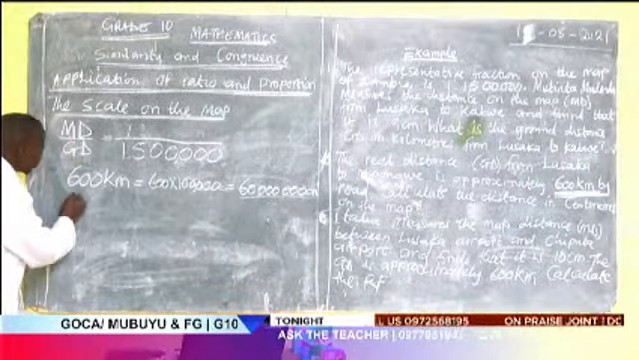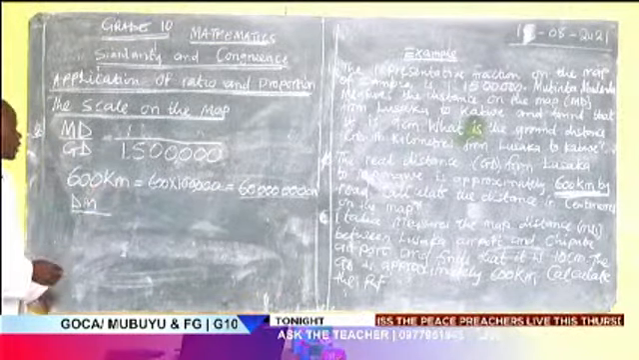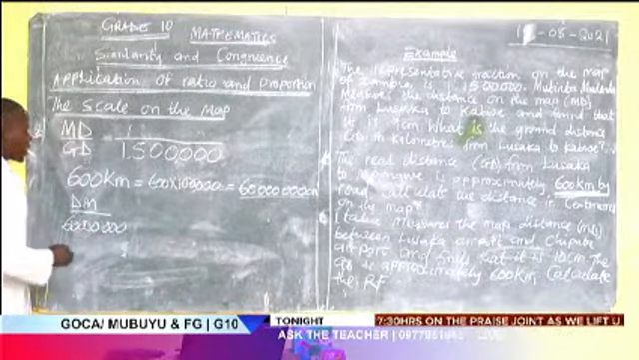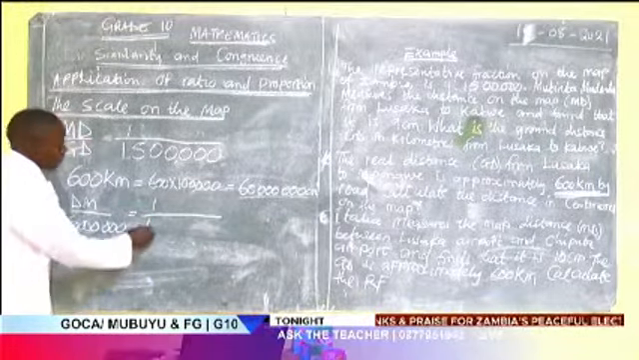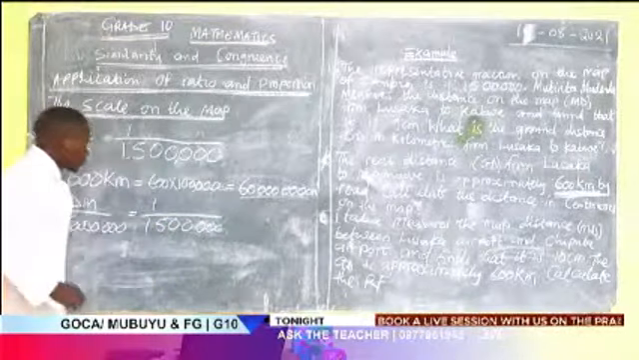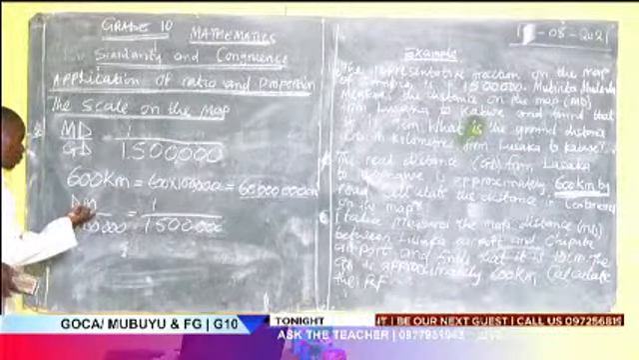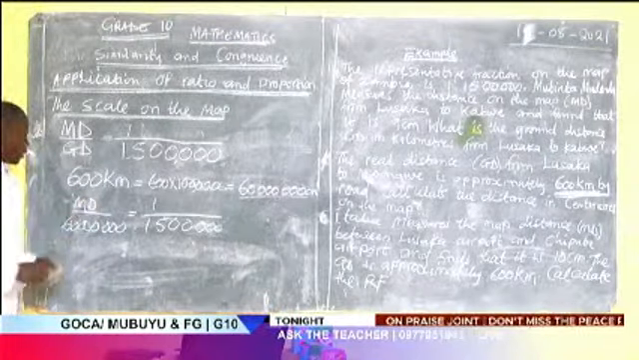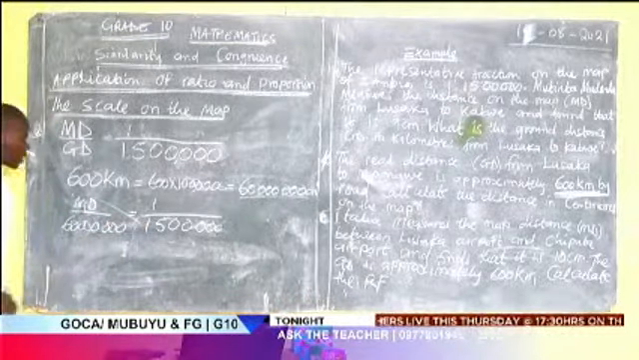So we have here distance on the map over distance on the ground, which is 60 million, is equal to 1 over 1,500,000 here. As usual, if you have been given something like this one, in order to find the value of MD here, you have to cross multiply like this.